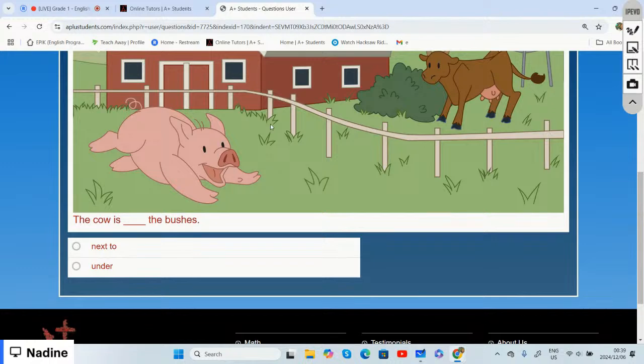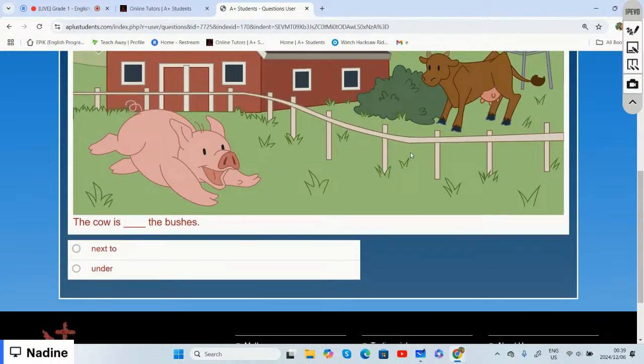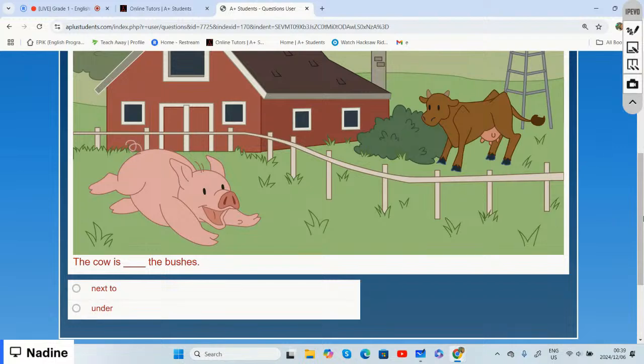So the cow is the bushes. Do we say the cow is next to the bushes or under the bushes? Here we have a cow. Is the cow next to the bushes or under the bushes?